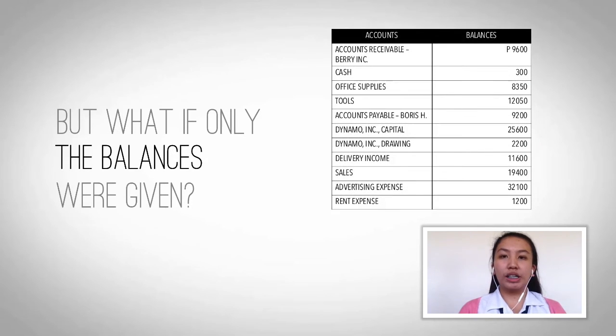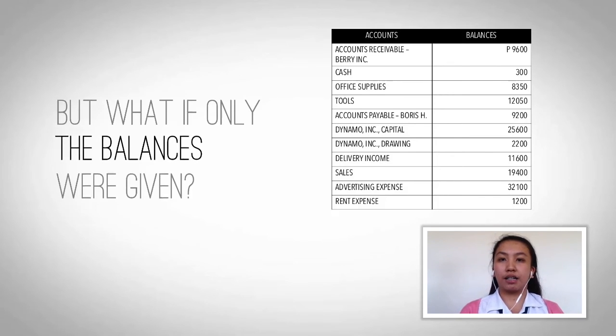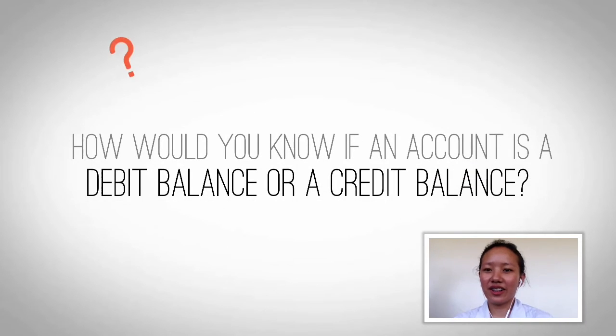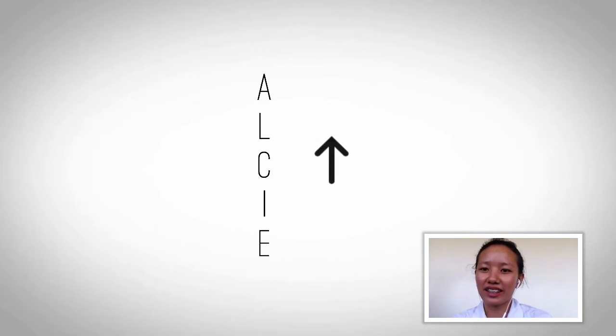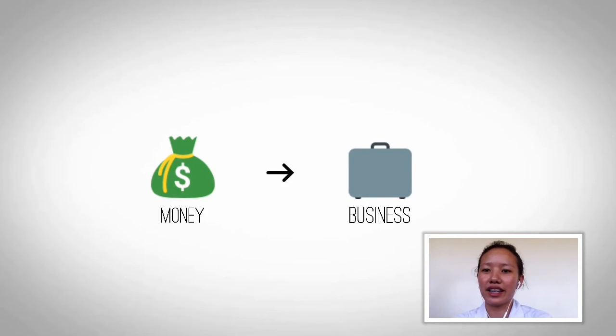But what if only the balances were given? It is unclear whether an account is a debit or a credit balance. So how would you know if an account is a debit balance or a credit balance? We must first assume that all these accounts are increasing. Increasing in the sense that money is going in the business.